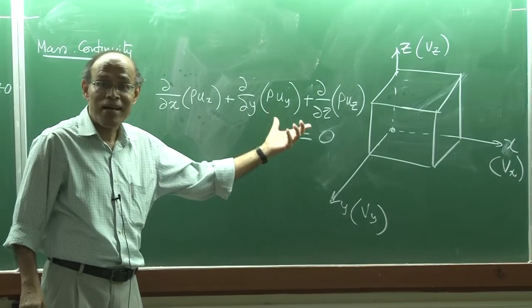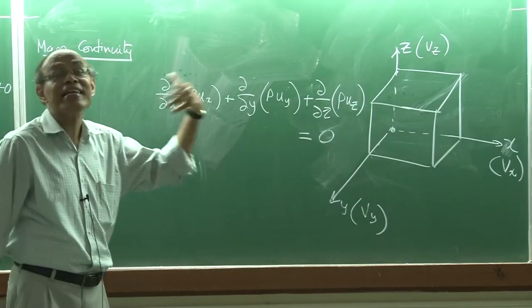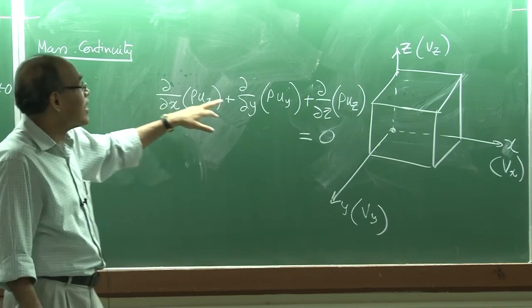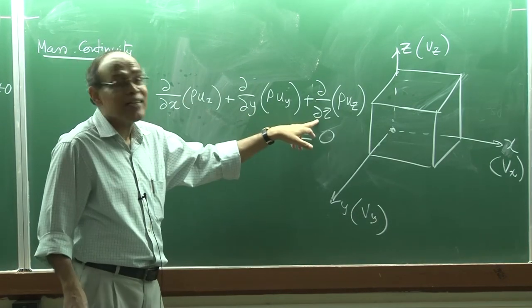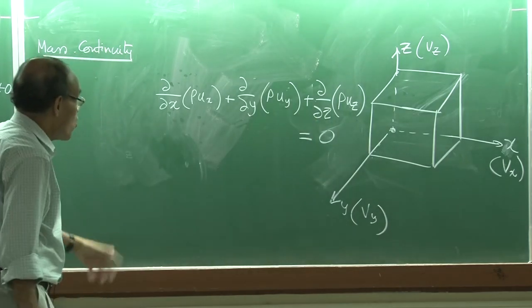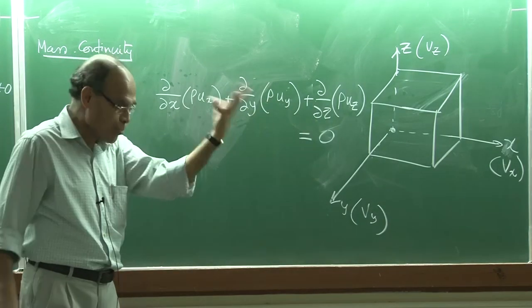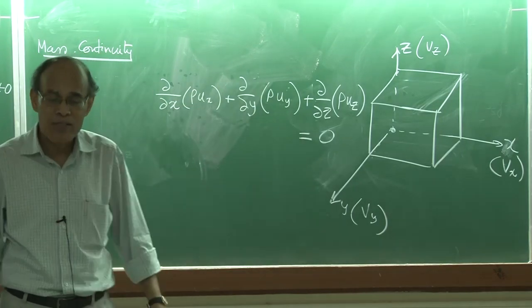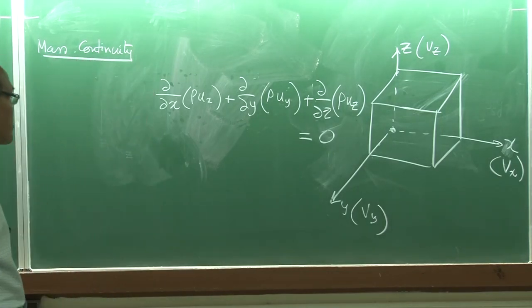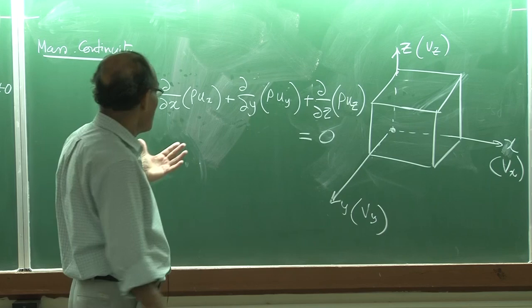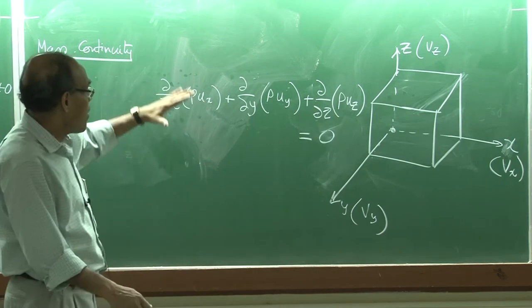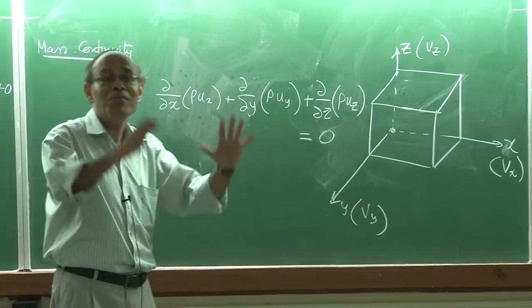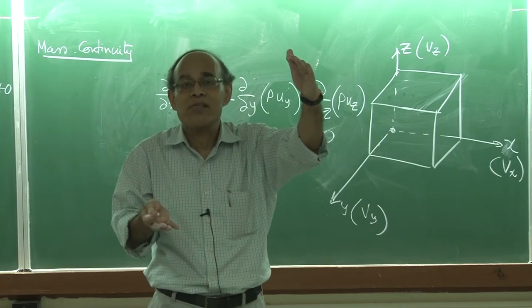One can similarly write an equation in the cylindrical and polar coordinate systems. The first derivative would be with respect to, for example, theta, the second derivative will be with respect to r, and the third derivative will be with respect to z. Of course, factors like 1 by r will come because of the coordinate transformation, but nonetheless one can have an equivalent expression in the spherical coordinate system as well as in the cylindrical polar coordinate system. This set of mass continuity equation and the momentum balance equation, which I am going to write now, are available in standard textbooks in tabular forms.